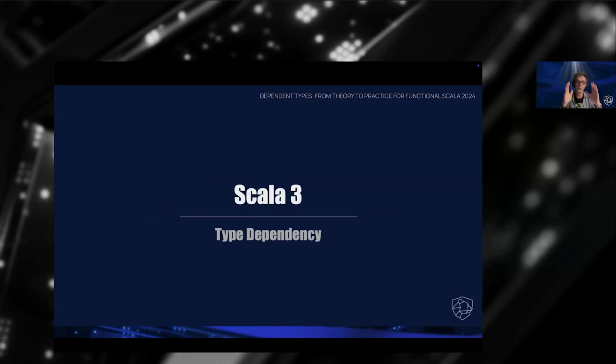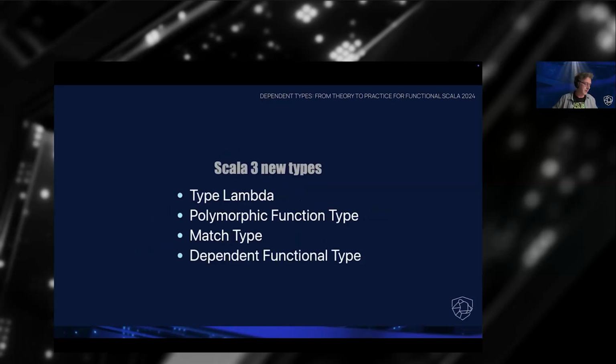First, we are going to go through Scala 3 and see how type dependency has been tackled by the language during the Dotty design at the beginning, 4 years before, if I remember. Once Scala 3 was announced, it had been designed with 4 new constructions. The first one is type lambda, which is the capability to define type constructors anonymously. The second one is the polymorphic function type.